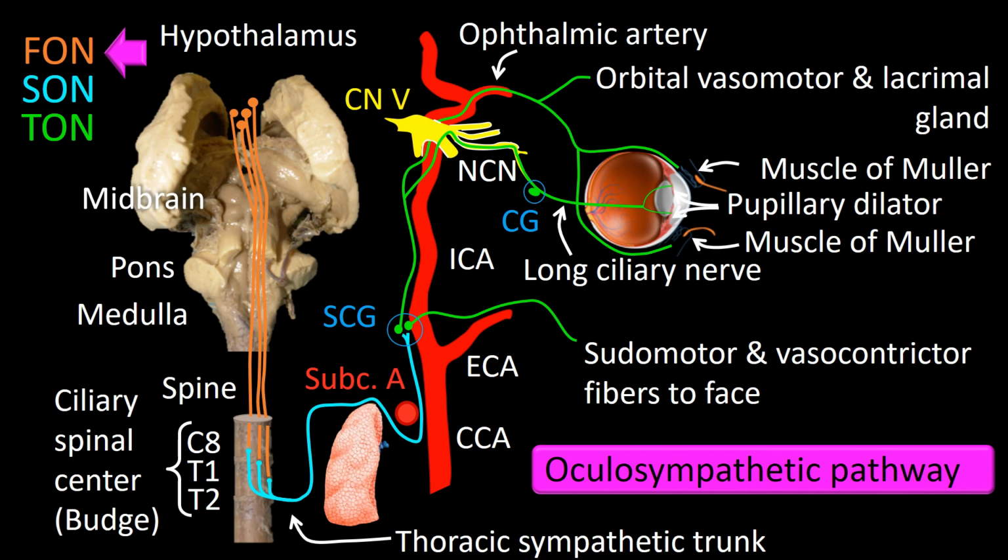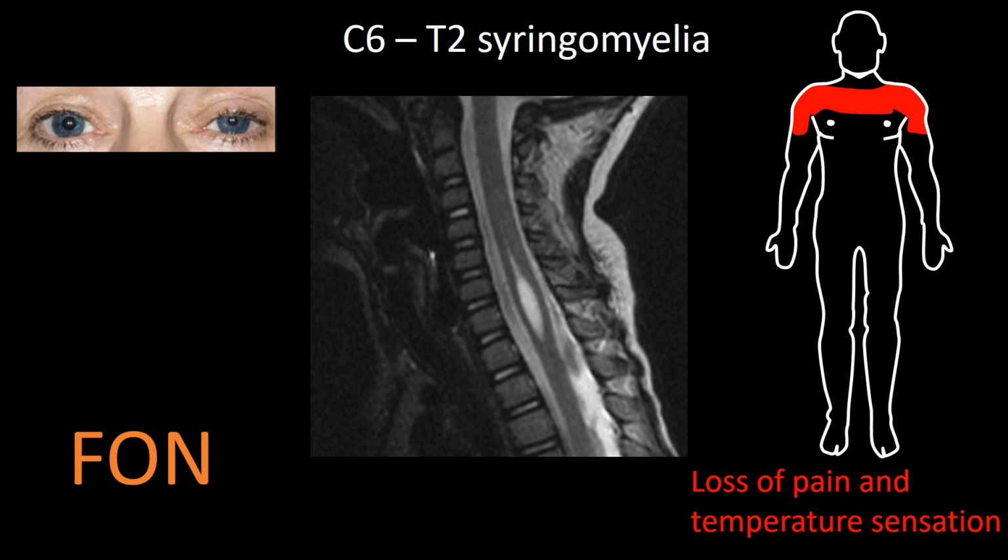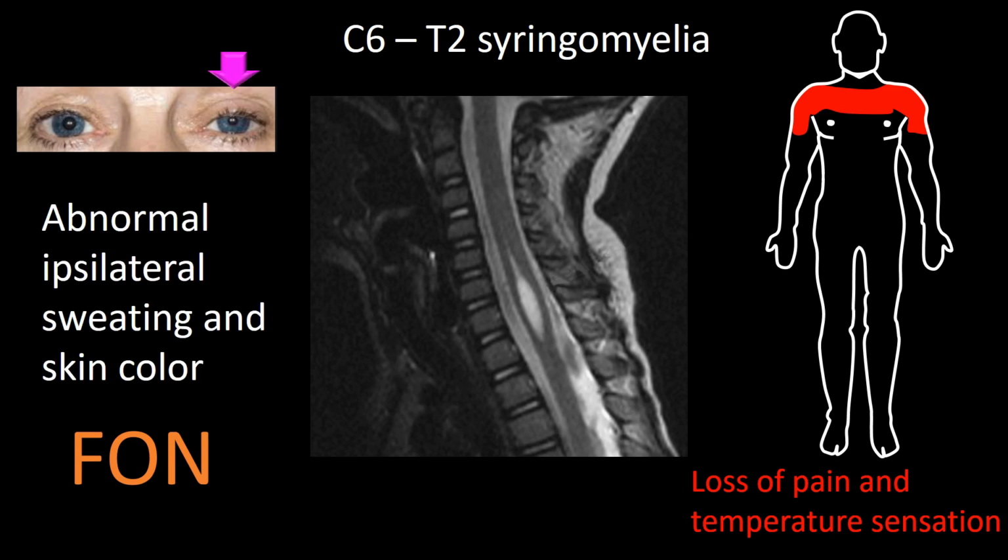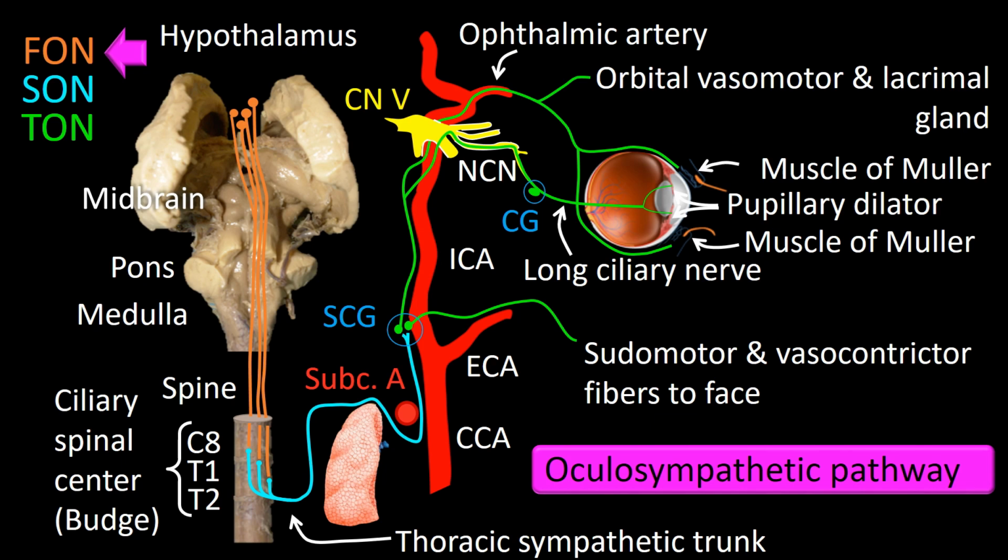Now I'd like to call your attention to FON. When FON goes bad, we get Horner syndrome that not only involves the eye, as illustrated here, by ptosis and miosis, but also sweating of the face on the same side is deficient. This may be caused by any lesion involving the central sympathetic tract. It is often seen in patients with cervical syringomyelia, as shown here. This condition is often associated with loss of pain and temperature sensation in a cape distribution, as shown here. This is due to involvement of the crossing spinothalamic fibers. So that is for FON.